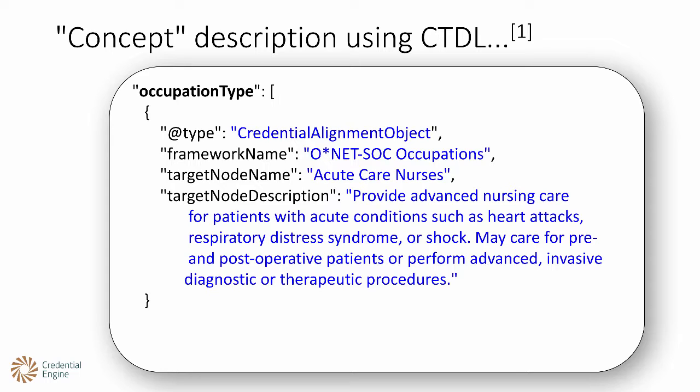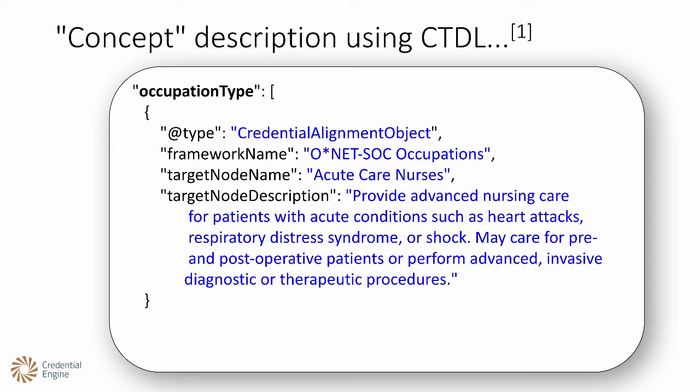Now, you can look at this and you go, well, that's pretty good. If I'm looking at a credential and I see that it has a target occupation type. Note the occupation type in bold, that it has an occupation type of acute care nurses. It tells me a lot. It tells me a lot about that credential. But it doesn't tell us enough.